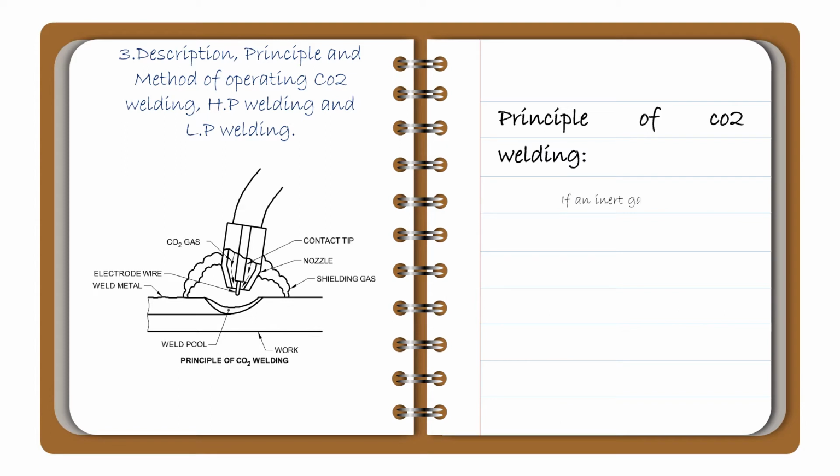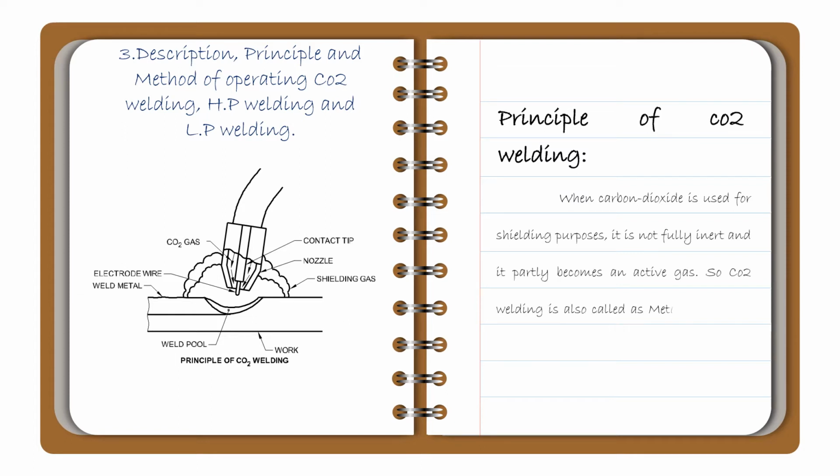If an inert gas is used to protect the arc produced by a consumable metal electrode, this process is called metal inert gas welding, MIG. When carbon dioxide is used for shielding purposes, it is not fully inert and it partly becomes an active gas. So CO2 welding is also called metal active gas, MAG, welding.